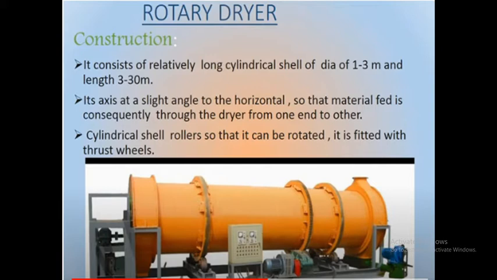Construction of rotary dryer. It consists of a long cylindrical shell of diameter 1 to 3 meter and length 3 to 30 meter. It is set at a slight angle to the horizontal, so that the material fed is conveyed through the dryer from one end to the other end. The cylindrical shell rests on rollers so that it can be rotated. It is fitted with thrust wheels.